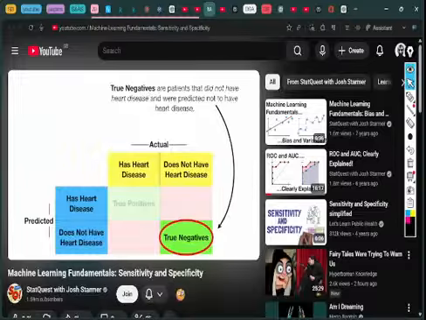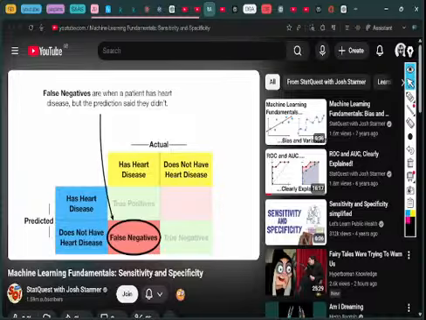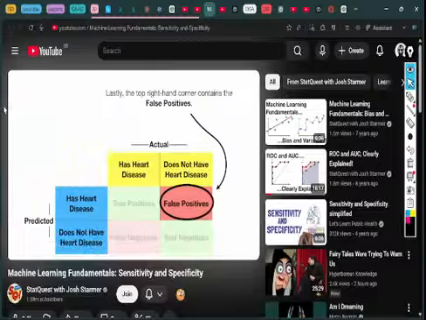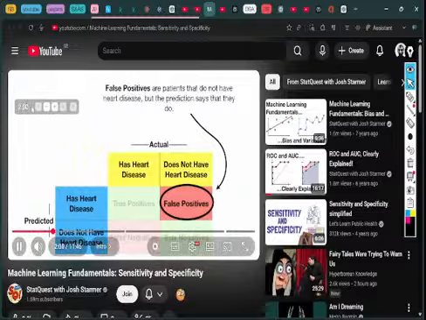True negatives are patients that did not have heart disease and were predicted not to have heart disease. The bottom left-hand corner contains the false negatives. False negatives are when a patient has heart disease, but the prediction said they didn't. Lastly, the top right-hand corner contains the false positives. False positives are patients that do not have heart disease, but the prediction says that they do.